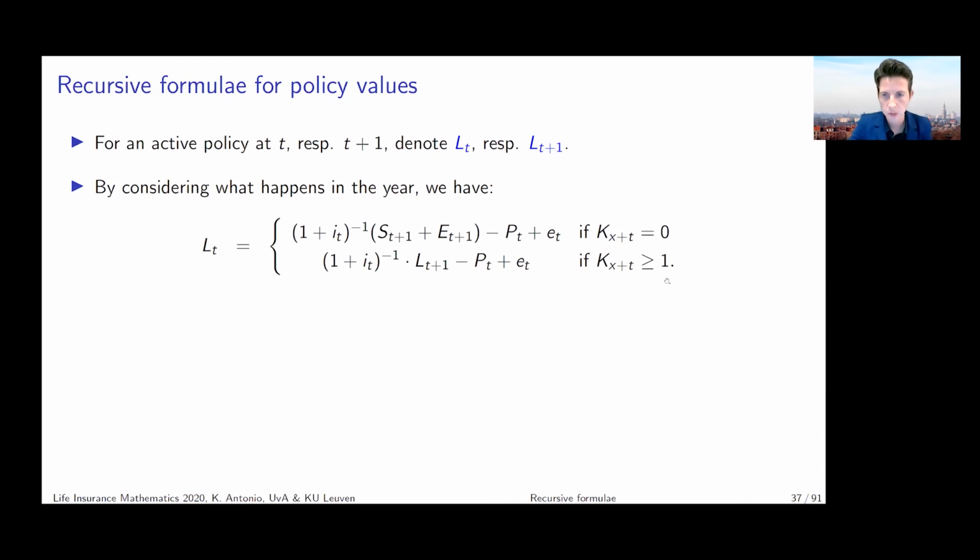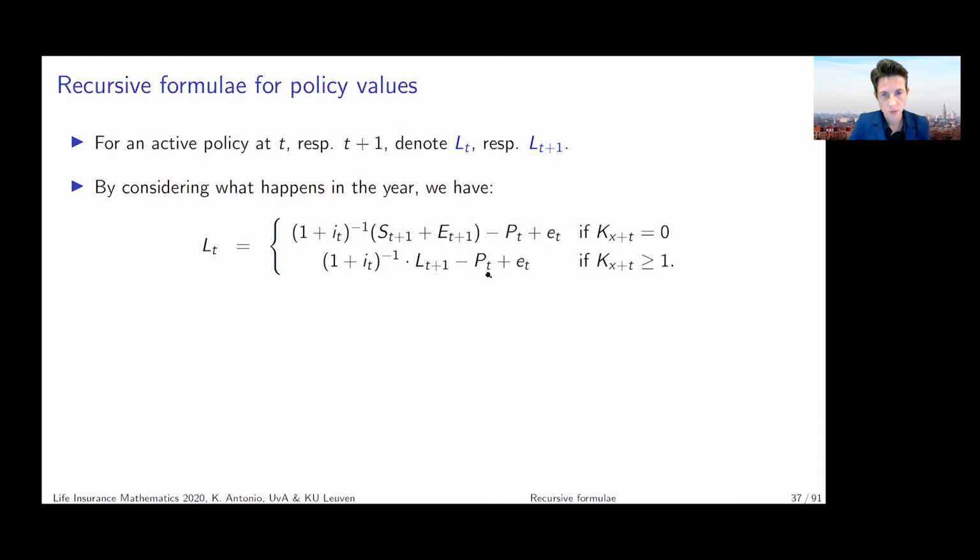Now, in case the policyholder survives, what do I need then? Well, then I will need the L_t+1 at time t plus 1, right? Discounting this random variable over a 1-year period of time could be done with the following expression.